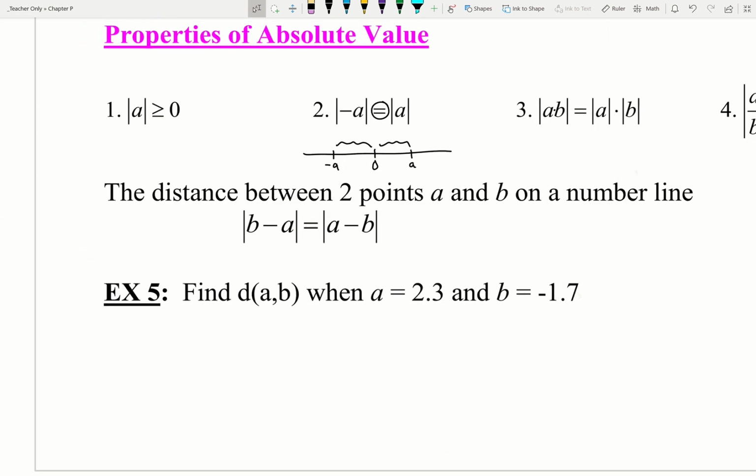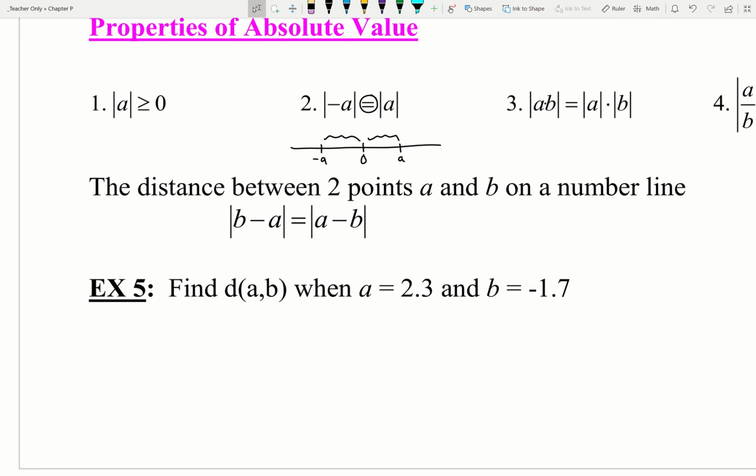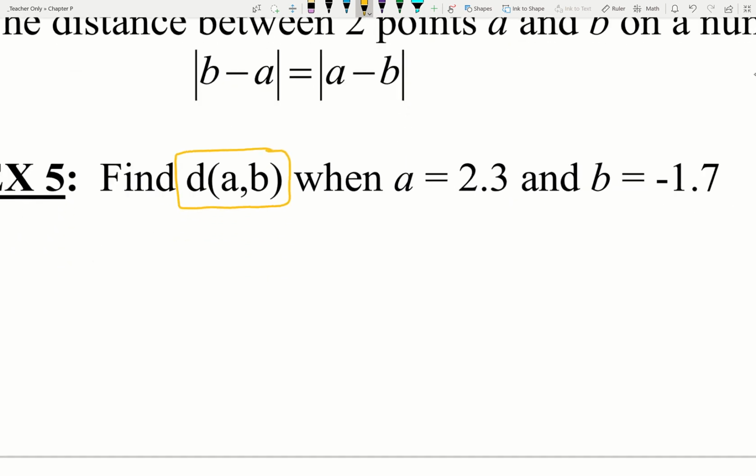Okay, so let's take a look at a couple of examples as far as that's concerned. It says the distance between 2 points A and B on a number line is basically just going to be the difference of those two numbers, but then the absolute value of that. So this notation right here is maybe some new notation for you. It's D parentheses A, B. And so what that means is D stands for distance. Maybe make a note of that here. So D stands for distance, and if you see that written on the page, they're just asking you straight up for the distance between the number A and the number B. That's just a little bit of shorthand notation so that we don't have to write out that whole mess.